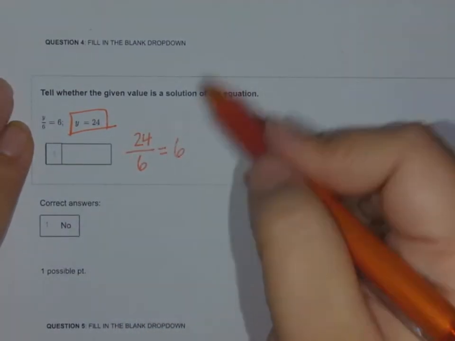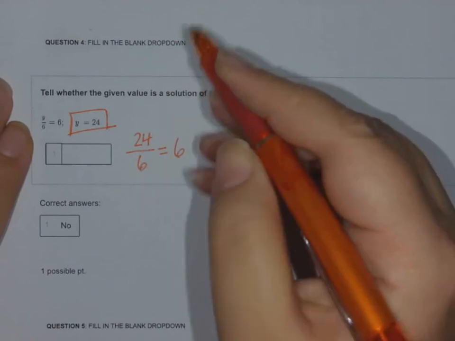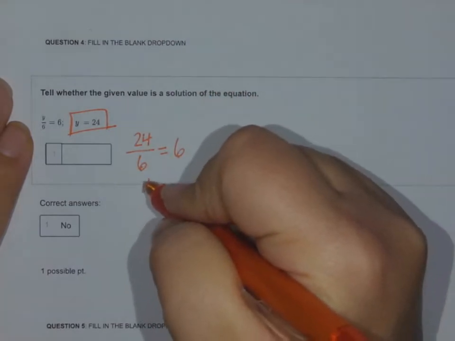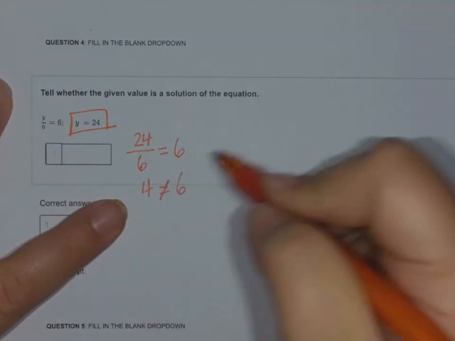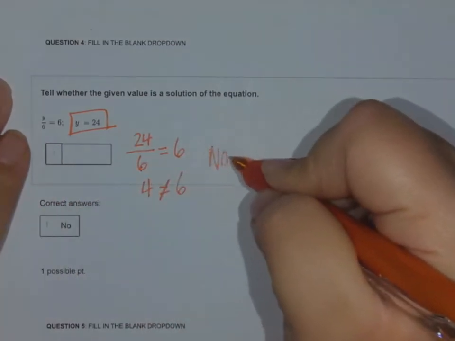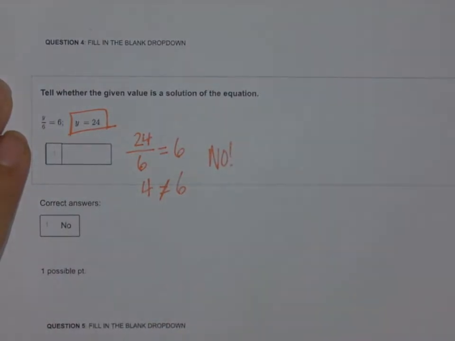Now I go ahead and solve it. 24 divided by 6 is actually 4, right? Is 4 equal to 6? No, they're not. So this one is also no, not a solution.